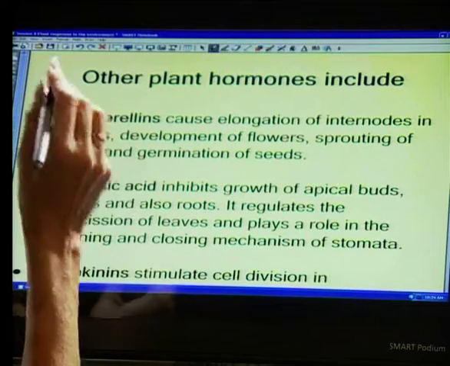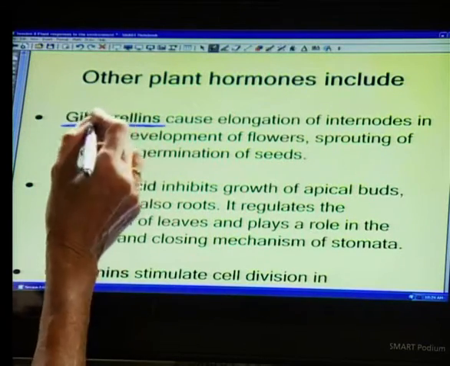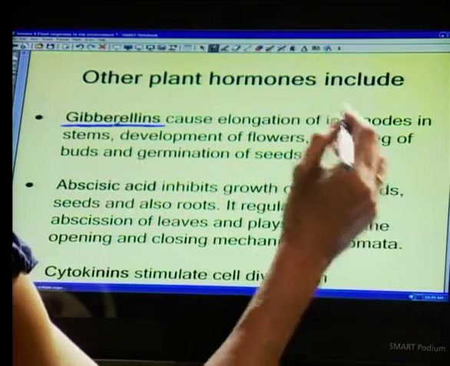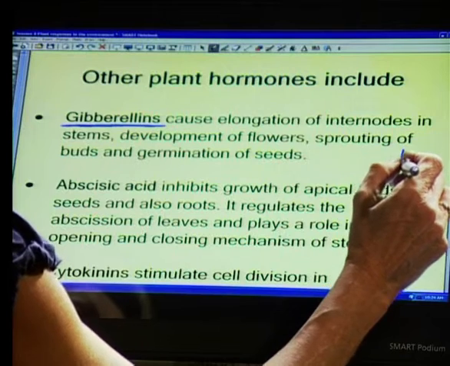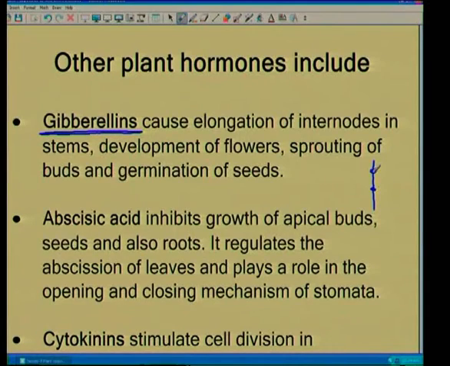Other plant hormones include, and you need to know these, gibberellins. Your most important one is auxins, but gibberellins, what do they cause? They cause elongation of the internodes. If you remember from grade 9, you've got your plant and those little nodes on the stem, and it's from the node that your branches or side leaves will grow, depending on what kind of plant it is. Those are your nodes, and the space in between is your internode.